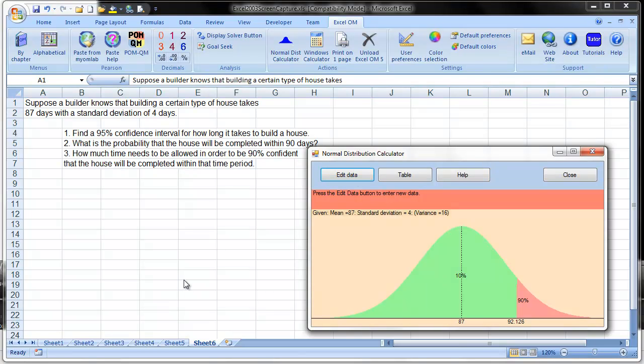And again, a graph is drawn for us. And we're 90% confident that it will take less than 92 days, and 10% confident or unconfident it will take too long. And I should point out the display is wrong and obviously needs to be fixed. But that's the nice thing about the normal distribution. The graph gives you the information that you need. So it should be clear to you that the numbers 10% and 90% have been reversed.